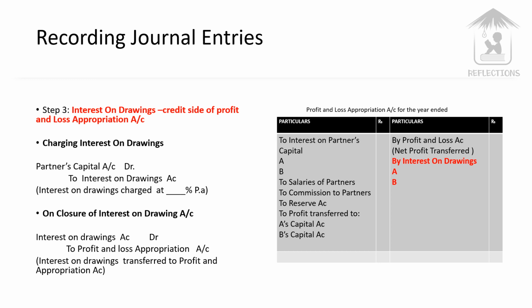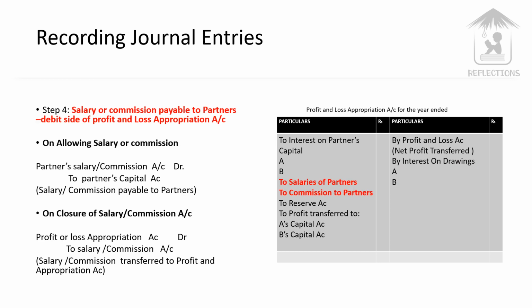So the double entry would be partners capital account will be debited. Decrease the partners capital account. So debit the partners capital account. Partners capital account debit to interest on drawings account. On closure, interest on drawings account would be debited and profit and loss appropriation account will be credited.